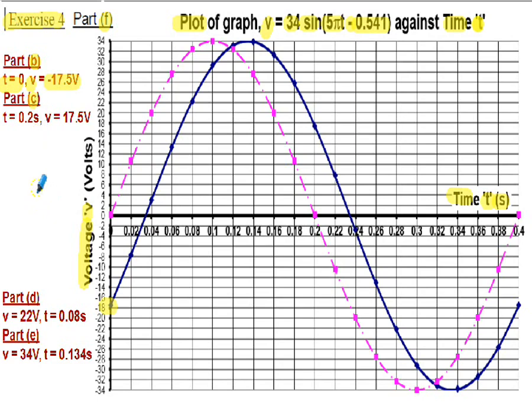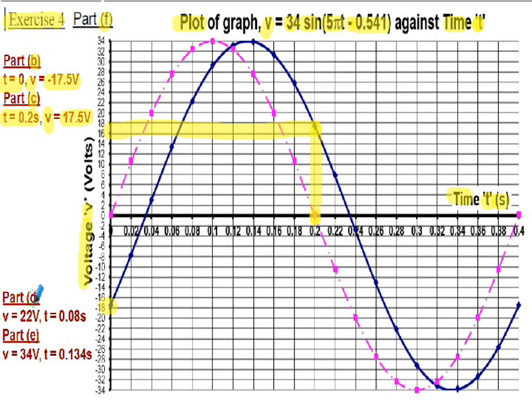Part C of the exercise said that at time t is equal to 0.2 seconds, calculate the instantaneous voltage. So 0.2 seconds is over here, and if we draw a line up to our blue line here, and then we draw a line across, keeping it horizontal, we can see that it hits the vertical axis at about 17.5 volts. So again, that looks correct for our values.